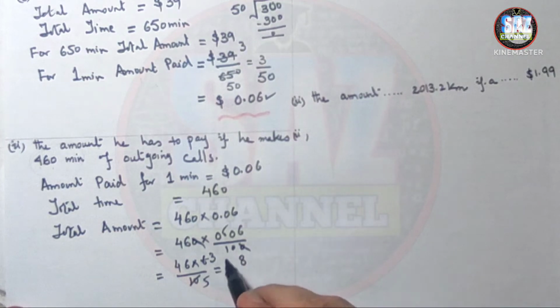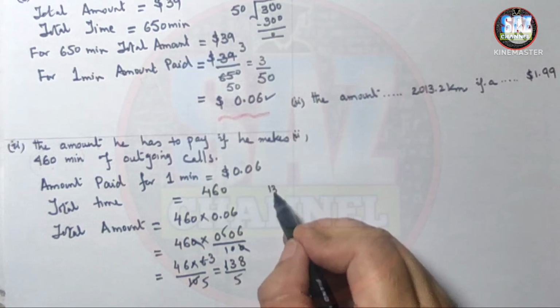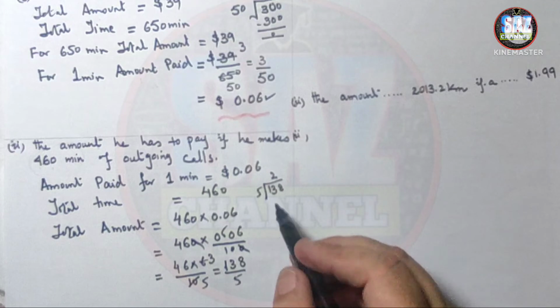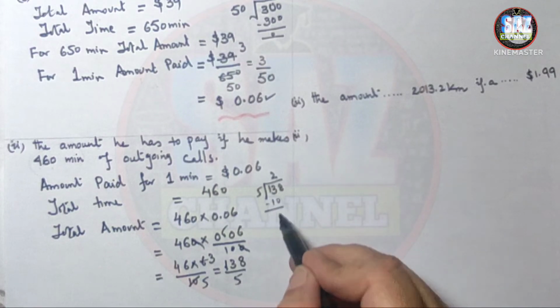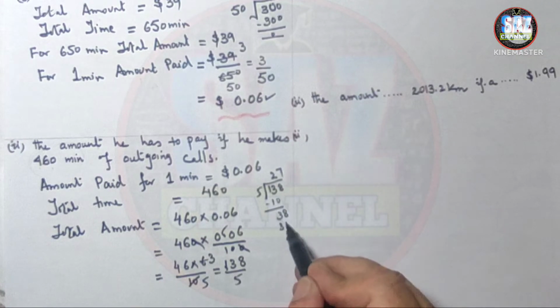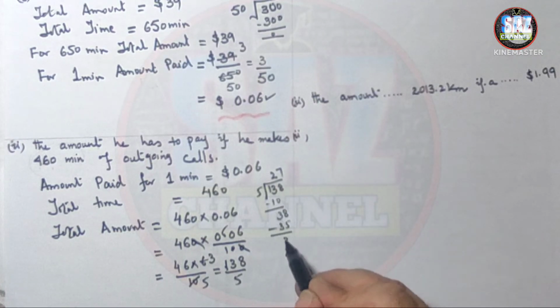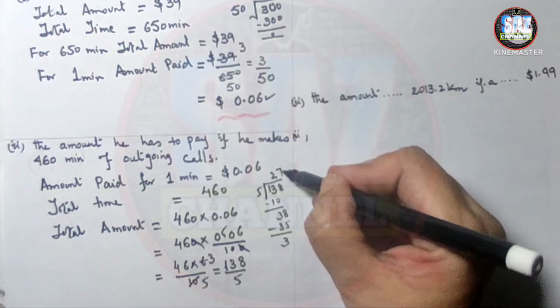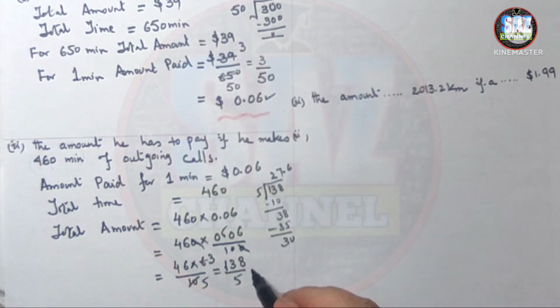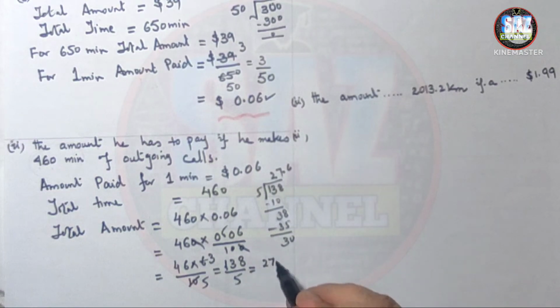This gives me 3 times 6 is 18, 4 times 3 is 12, and 1 is 13, so 138 divided by 5. 5 2s are 10, and I bring 3 down, 38. 5 7s are 35, and I bring 3 down, and then I put the decimal here and 0, and 5 6s are 30. So the total amount is coming $27.6.